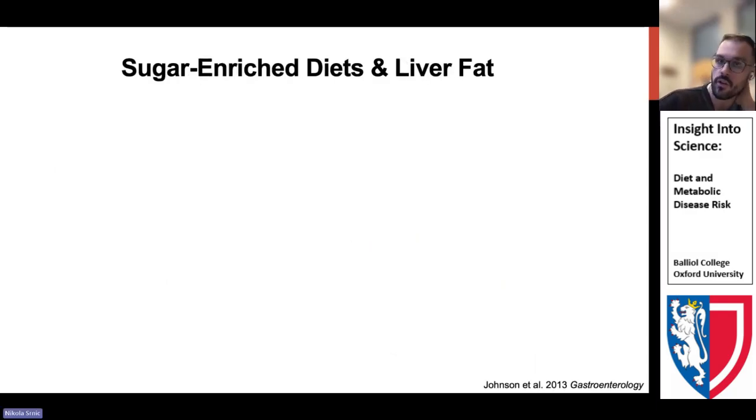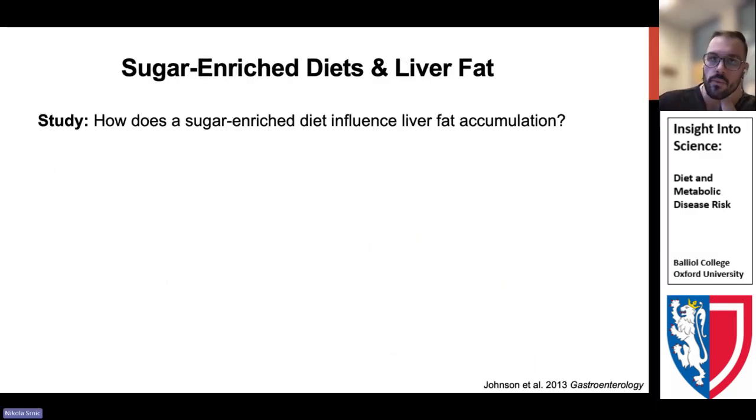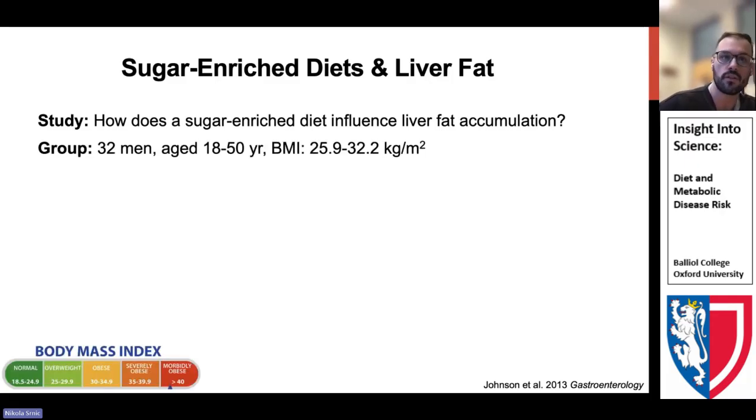So we're first going to look at sugar on its own. We want to know, how does a sugar-enriched diet influence liver fat accumulation? There was a study that did this in about 32 men that were relatively young, with an age of 18 to 50, and had a BMI of about 26 to 32, so mostly overweight.